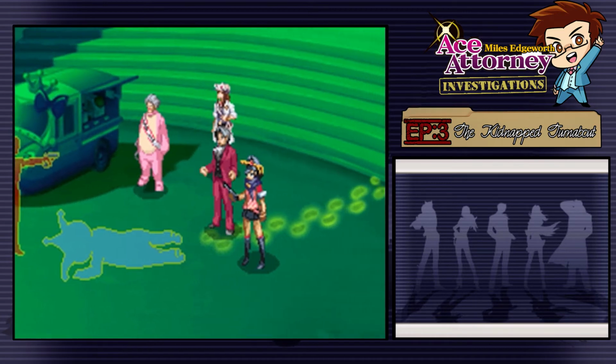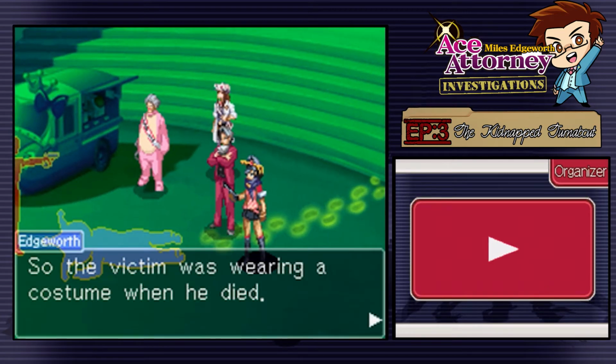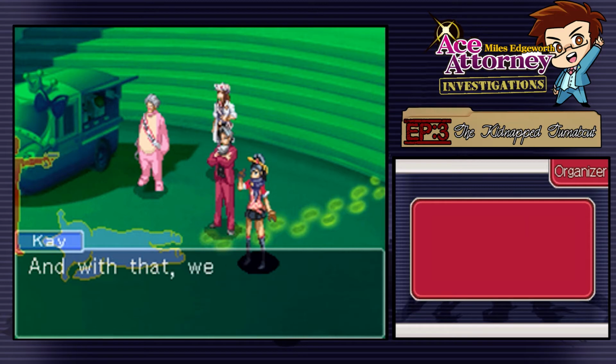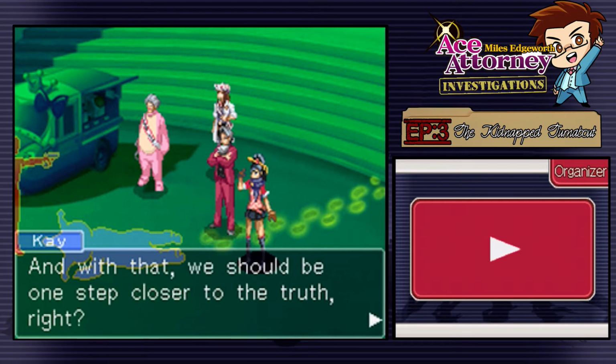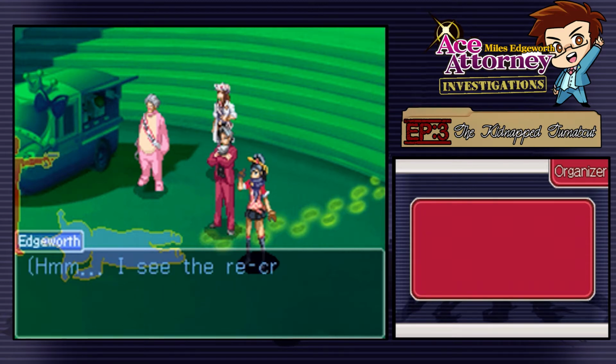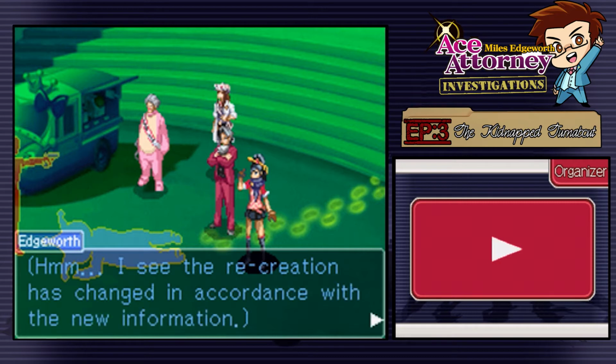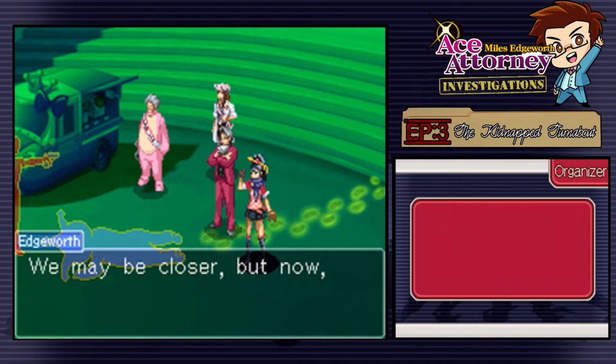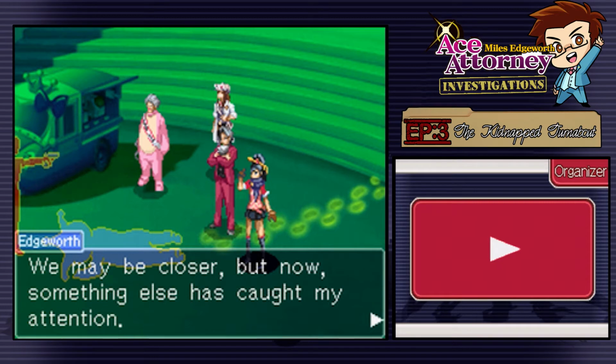Nice! So the victim was wearing a costume when he died. And with that, we should be one step closer to the truth, right? I see the recreation has changed in accordance with the new information. We may be closer, but now something else has caught my attention.